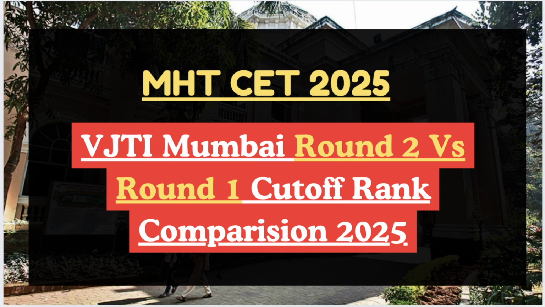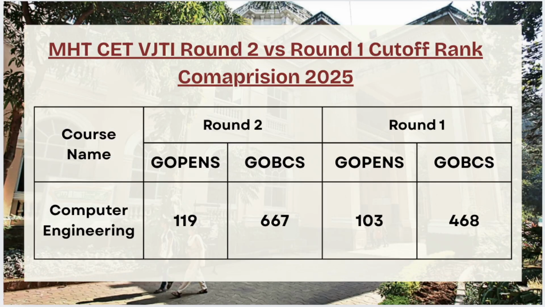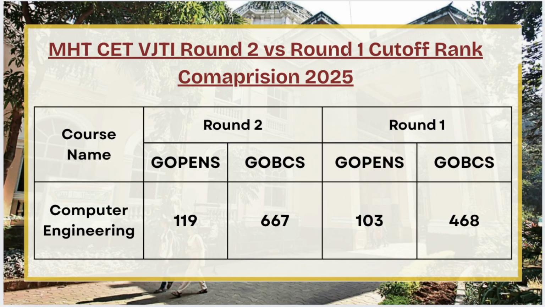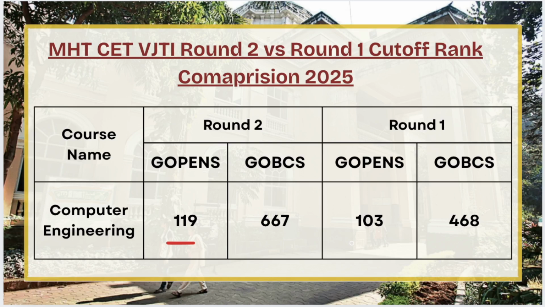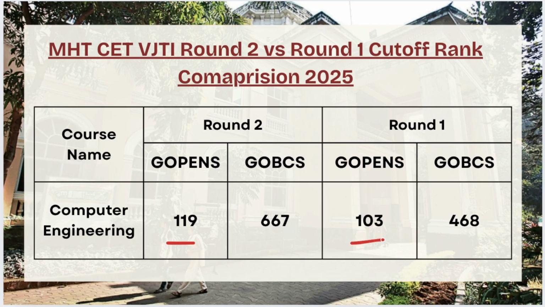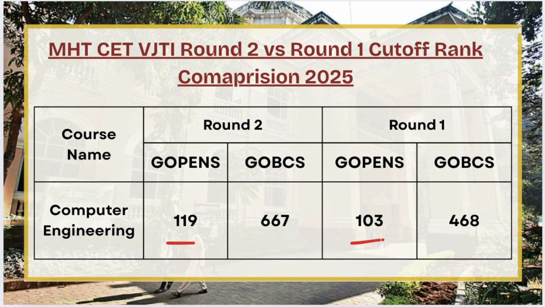So first in the list we have Computer Science Engineering. As you can see on the screen, for Round 2 the cutoff rank is 119 for G Open category, whereas in Round 1 the cutoff rank was 103. So there is a difference of almost 16 points between the Round 1 and Round 2 cutoff.